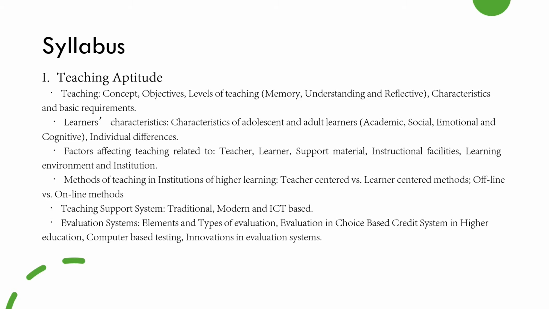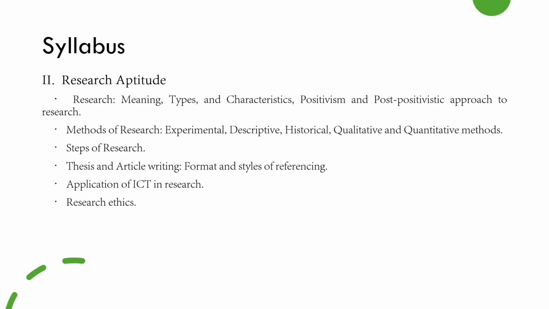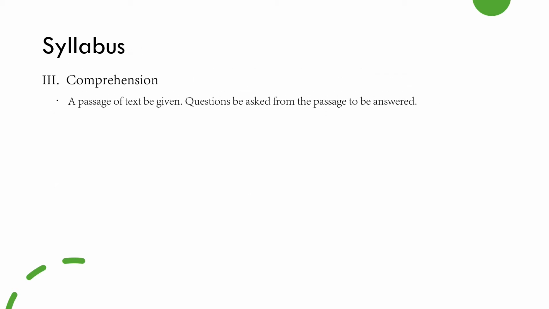The second part of the syllabus refers to research aptitude, which includes research, meaning, types, and characteristics, positivism, and post-positivistic approach to research. Methods of research, experimental, descriptive, historical, qualitative, and quantitative methods. Steps of research, thesis and article writing, format and styles of referencing, application of ICT in research, followed by research ethics.